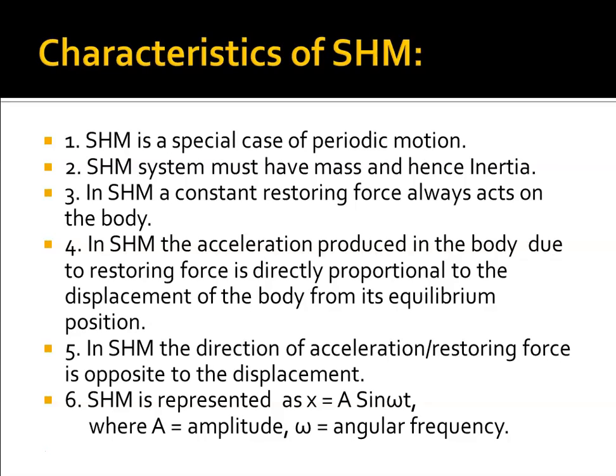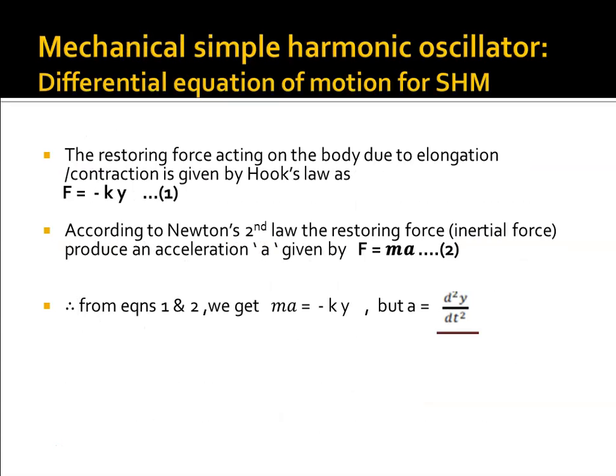Then the fourth point, in simple harmonic motion, the acceleration produced in the body due to the restoring force is directly proportional to the displacement of the body from its equilibrium. We have seen this in the last slide. In simple harmonic motion, the direction of acceleration and restoring force is opposite to the displacement. Yes, the simple harmonic motion is represented as x is equal to a sin omega t, where a is the amplitude and omega is the angular frequency. Now I am going to put this simple harmonic motion in the form of mathematical equations.